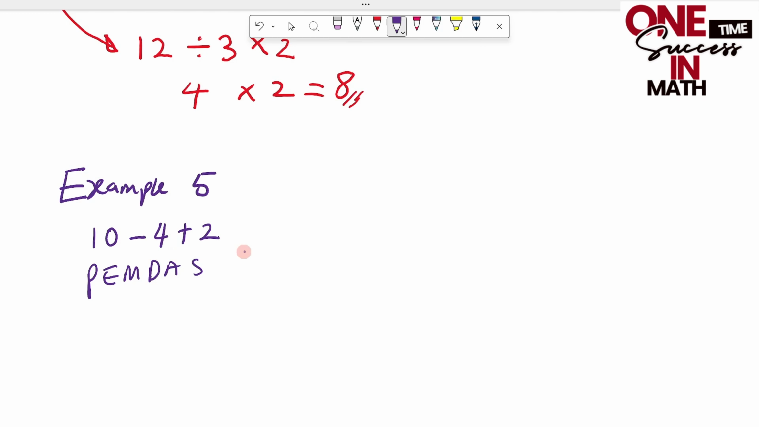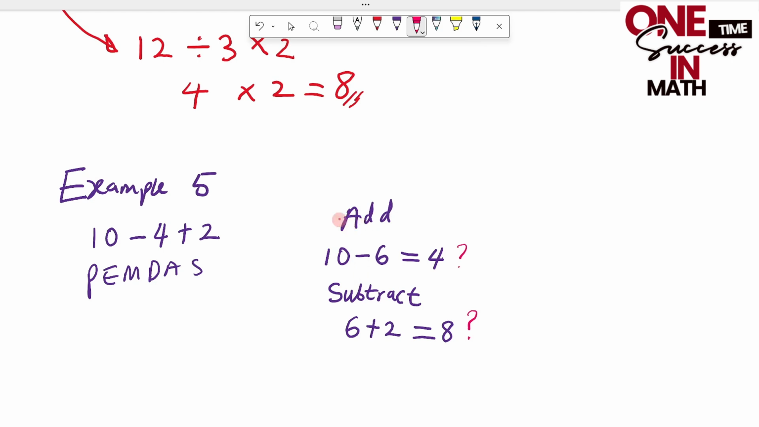But let's solve it first using addition. If we add first, we have 10 minus 4 plus 2, where 4 plus 2 is 6. So 10 minus 6 is equal to 4. A person can choose to subtract first. He will get 10 minus 4 is 6, and 6 plus 2 is 8. If we ask ourselves who is correct, is it the person that added first or the person that did subtraction first? You see, they both got different results. One got 4 and one got 8.